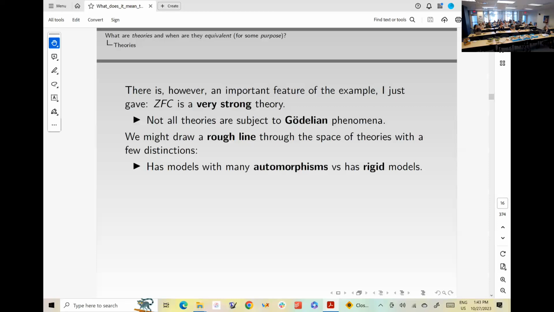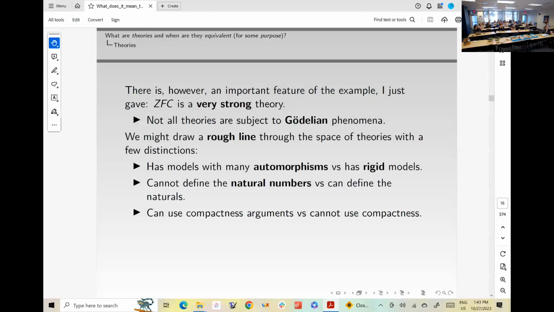So examples like arithmetic is rigid, it has no automorphisms. They can define the natural numbers versus ones that cannot, use compactness arguments versus ones that cannot, and cannot interpret, I beg your pardon, Robinson arithmetic versus can interpret Q. So arithmetic's playing a big role in here, as you can kind of see.